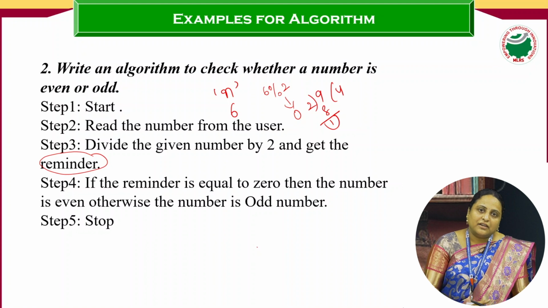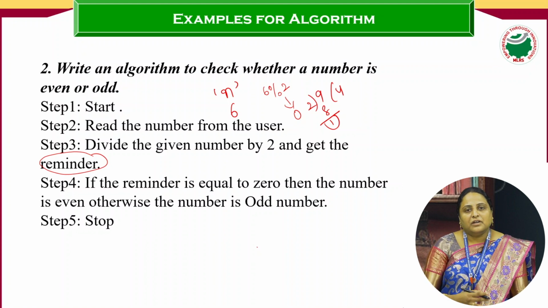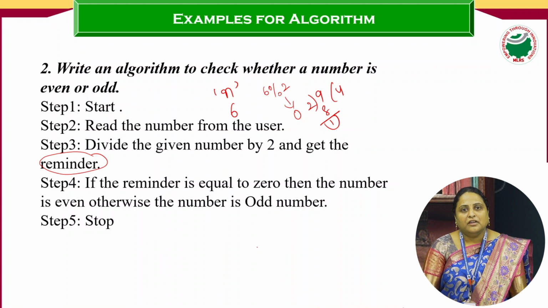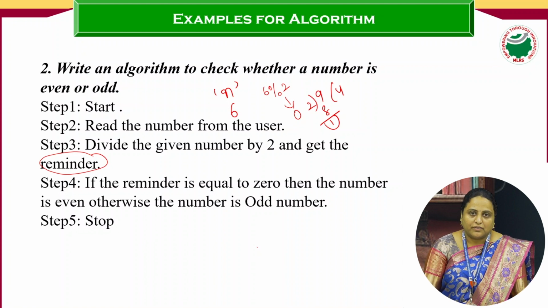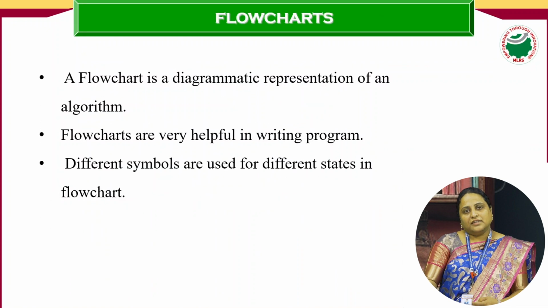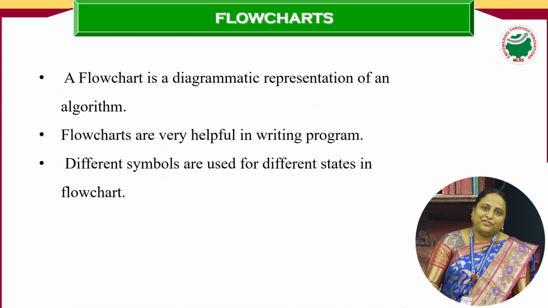You have to start with how many variables are required, how many input variables, output variables, what calculations are to be done, or what decisions are to be made. You have to implement them stepwise. When you implement stepwise, the same thing can be implemented in a program to get the expected output. Okay, now we are going for the next concept, that is flowchart.